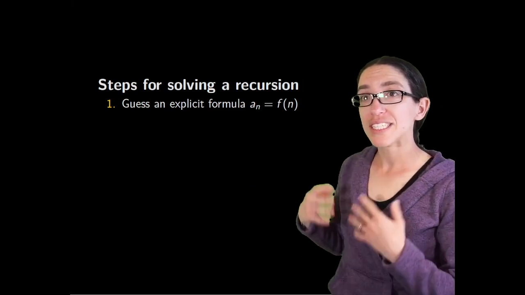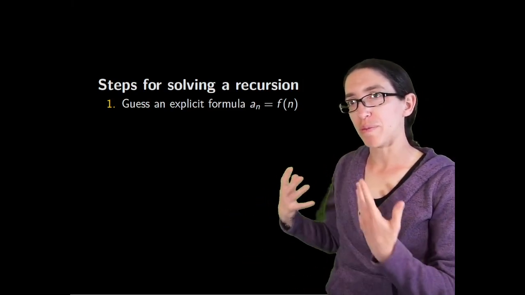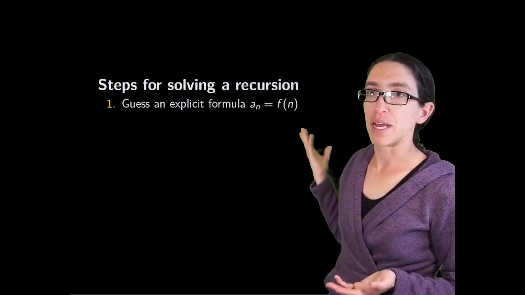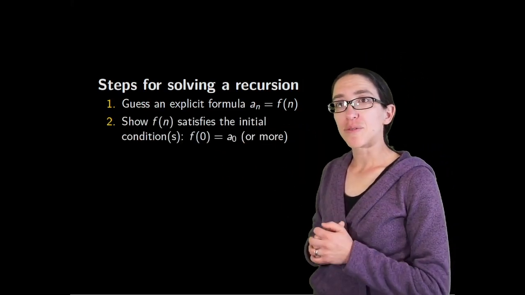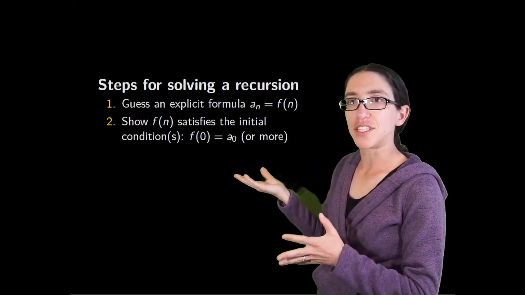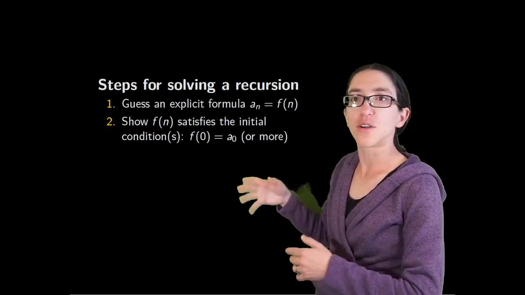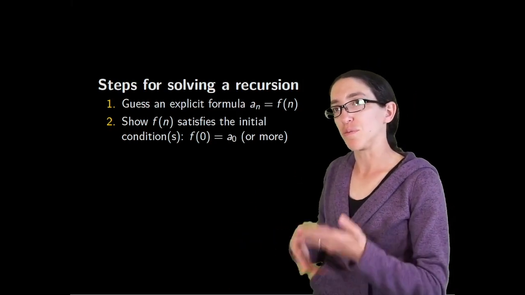So in general, here's how we solve a recursion. The first step is to guess an explicit formula. Once you write out the first few values, maybe you'll have a guess for what the nth term might be, but then you want to prove that your recursion actually gives you that. The next step is showing that this f_n satisfies all the initial conditions, like f(0) equals a_0, or if you have more initial conditions, you have to check all of them. But there's only a finite number of them, so you can just compute them.